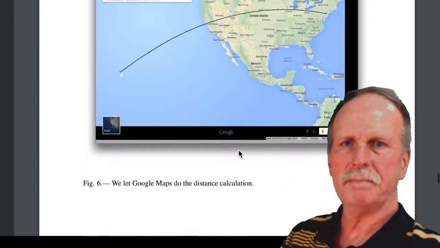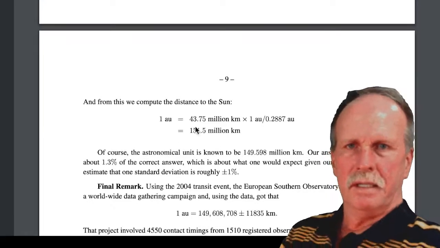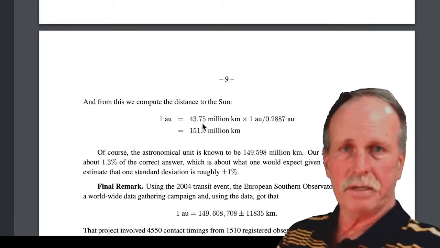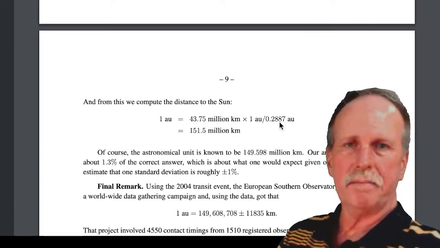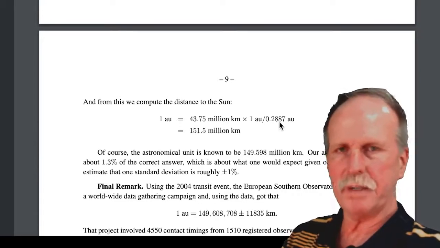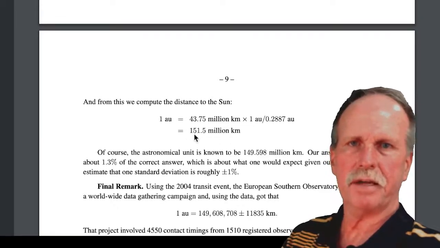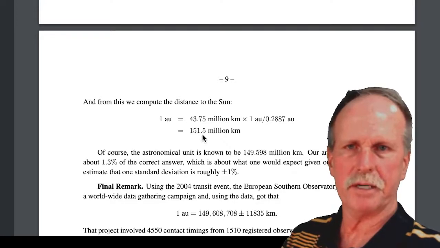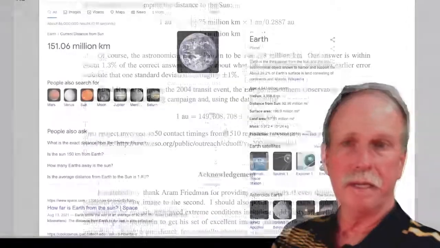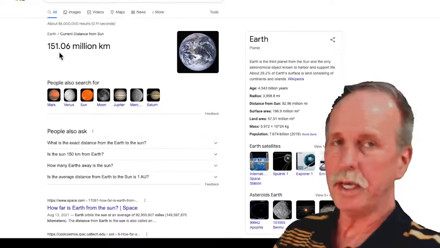There's his locations. And since he measured the distance from the Earth to Venus at 43.75 million kilometers and divided it by the fact that it's 0.2887 astronomical units between the Earth and Venus, he comes up with a distance for one astronomical unit of 151.5 million kilometers. Here's the same calculation from the 2004 transit. And as you can see, the official distance is 151.06. He came very close.